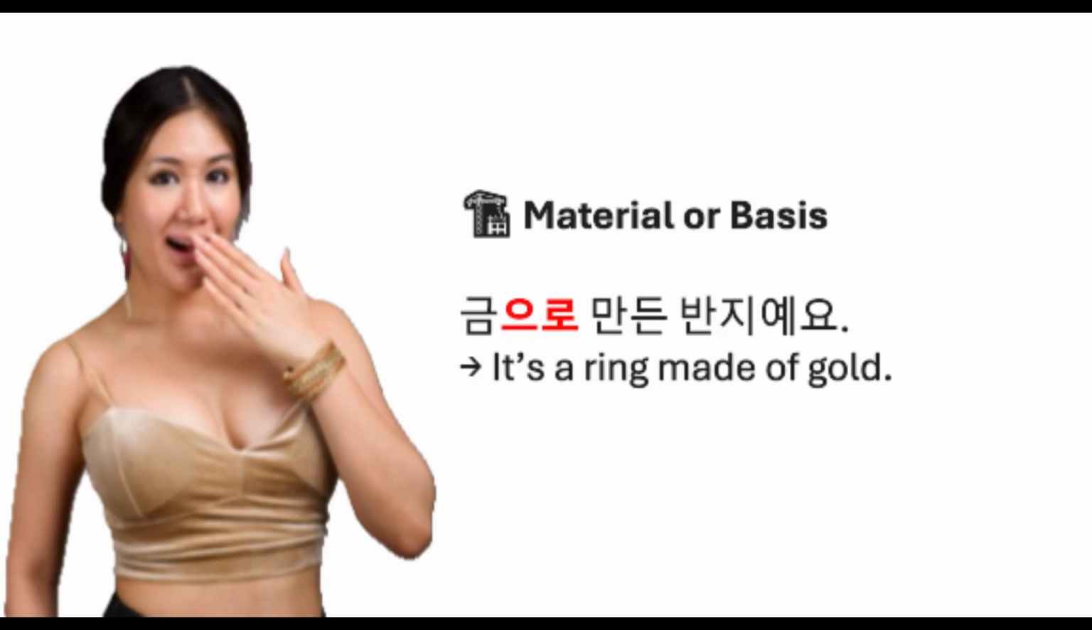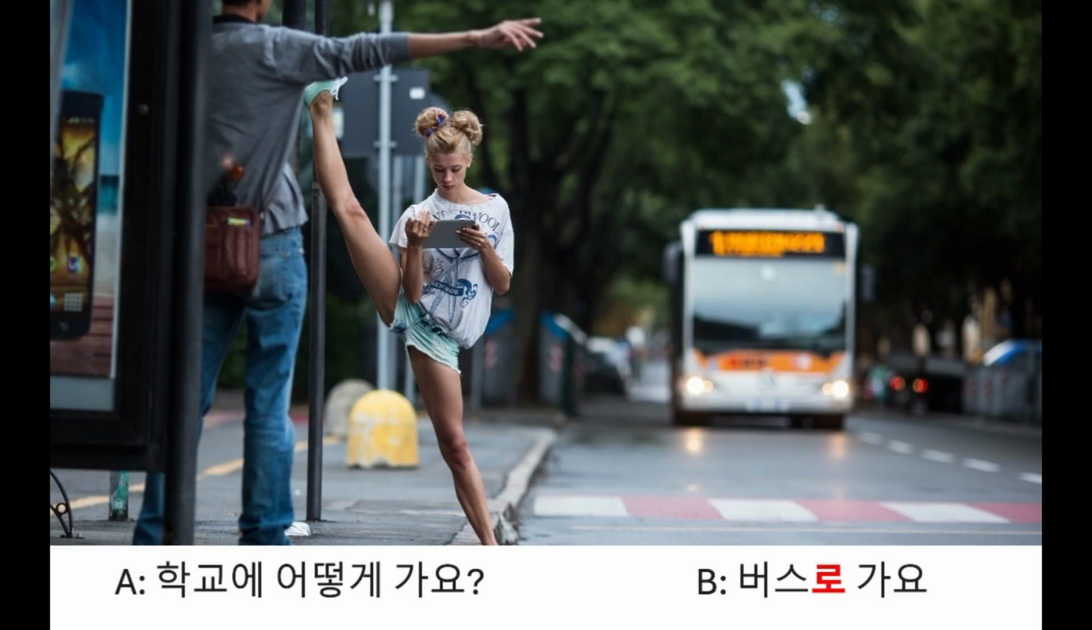Last but not least, we use the ro particle to show the material something is made of, as in the following sentence. 금으로 만든 반지예요. This ring is made of gold.